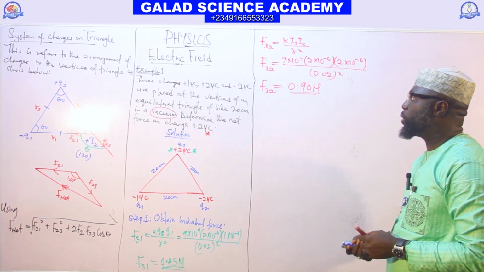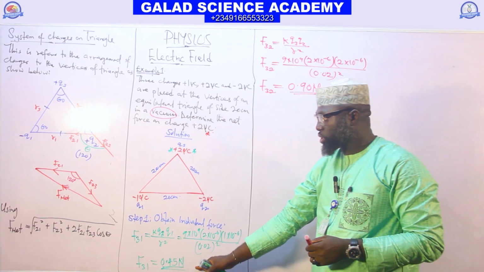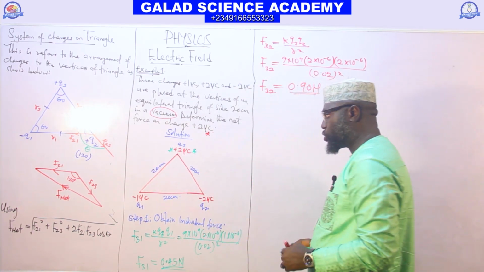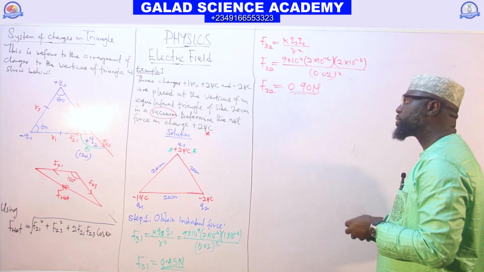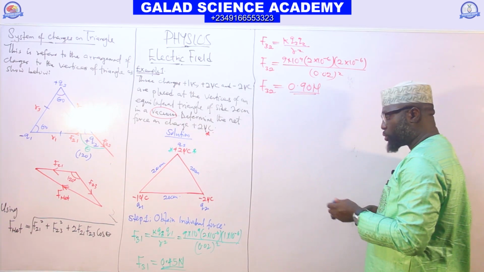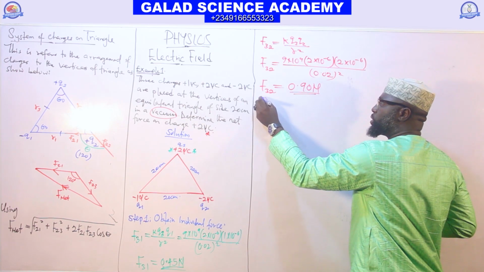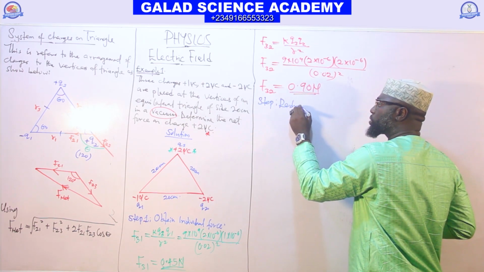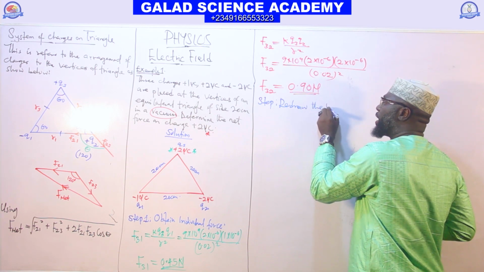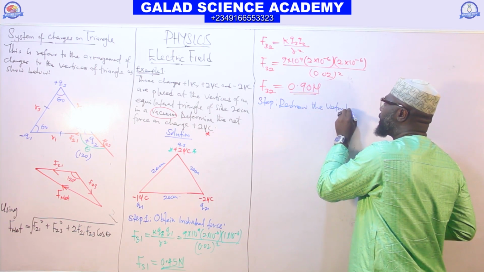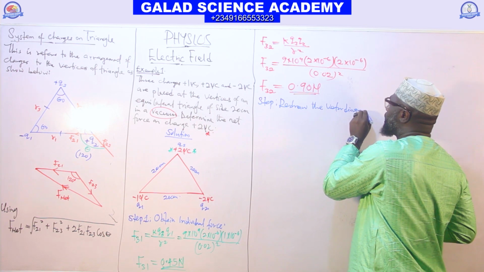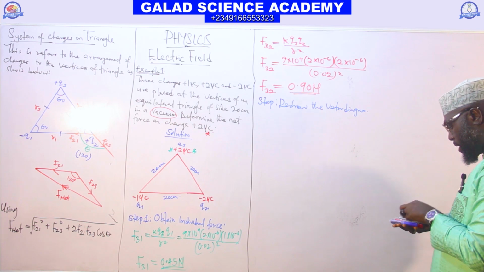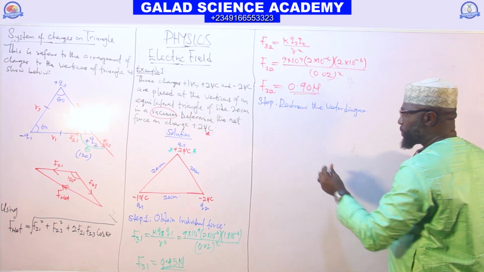And the next thing: we are finding the individual force, which is the force that exists between these two. So the next thing is step 2. Step 2 says redraw the vector diagram. So to redraw the vector diagram here, we have something like this.